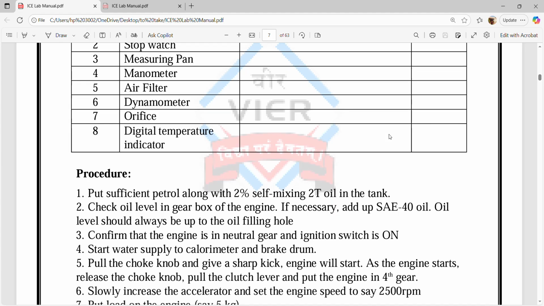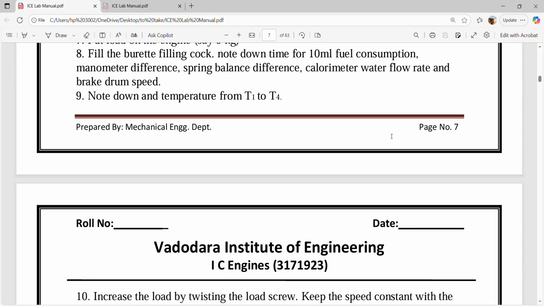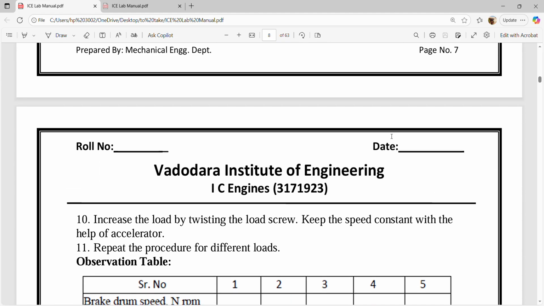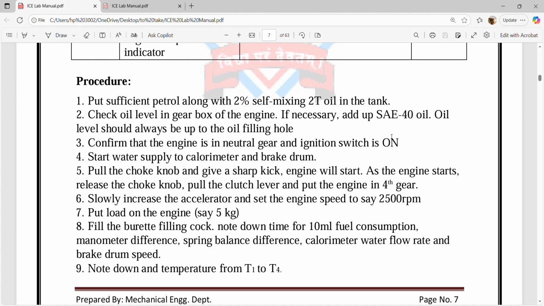So here the procedure is described. There are total 11 steps to be followed. First one is to put sufficient petrol along with 2% self-mixing 2T oil in the tank. Check oil level in gearbox of the engine. If necessary, add up SAE 40 oil. Oil level should always be up to the oil filling hole.